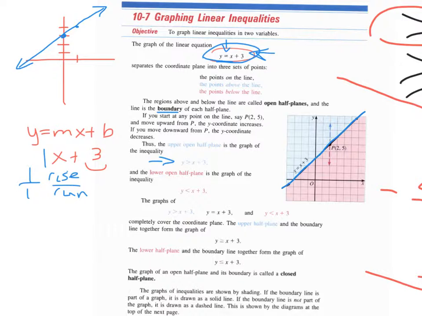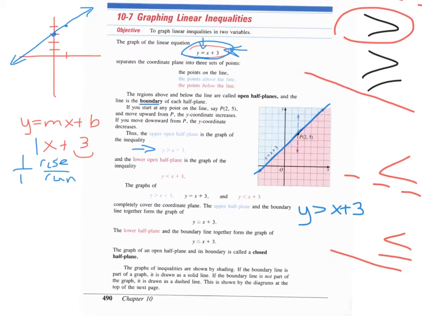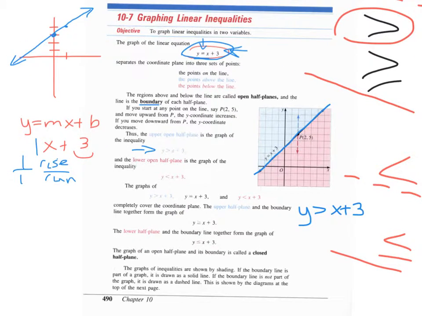So greater than is usually going to be the top part of it, but what they recommend you do is you choose an ordered pair and you plug it in to see if you get a true statement. For example, if I think y is greater than x plus 3, that tells me that I should be shading the top because it's greater than. So I'm going to pick a point that's above the line.